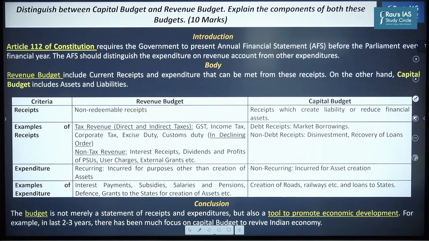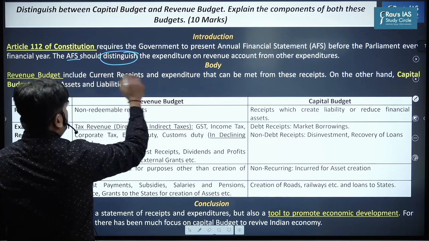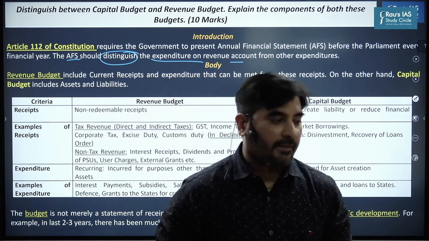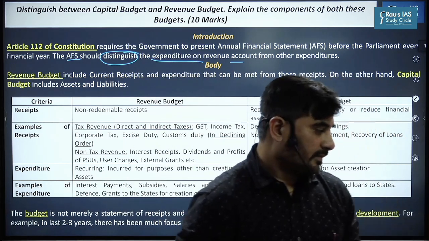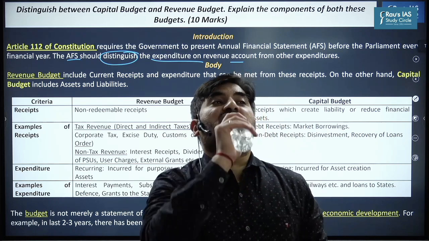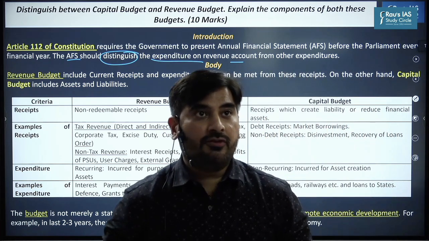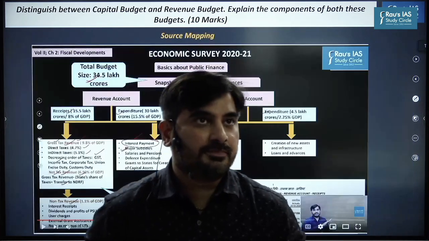So as you can see, in the introduction, we have started with Article 112 of the Constitution, which requires the government to present the annual financial statement before every financial year. And the annual financial statement should distinguish the expenditure on revenue account from other expenditures, then the body, and then the conclusion of the answer. Are we clear now, all of you? Yes. Okay, let's move on to the next question.